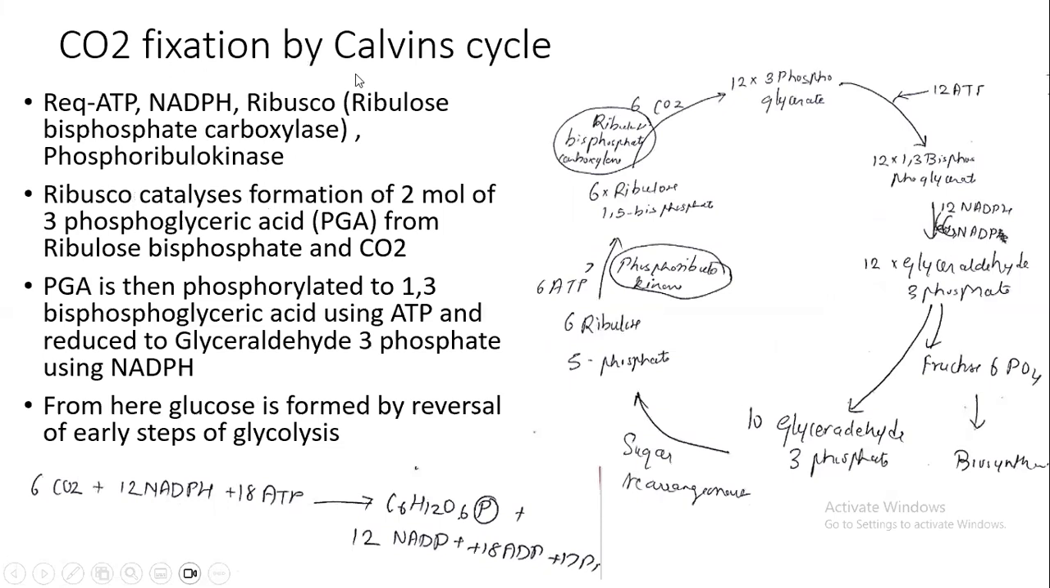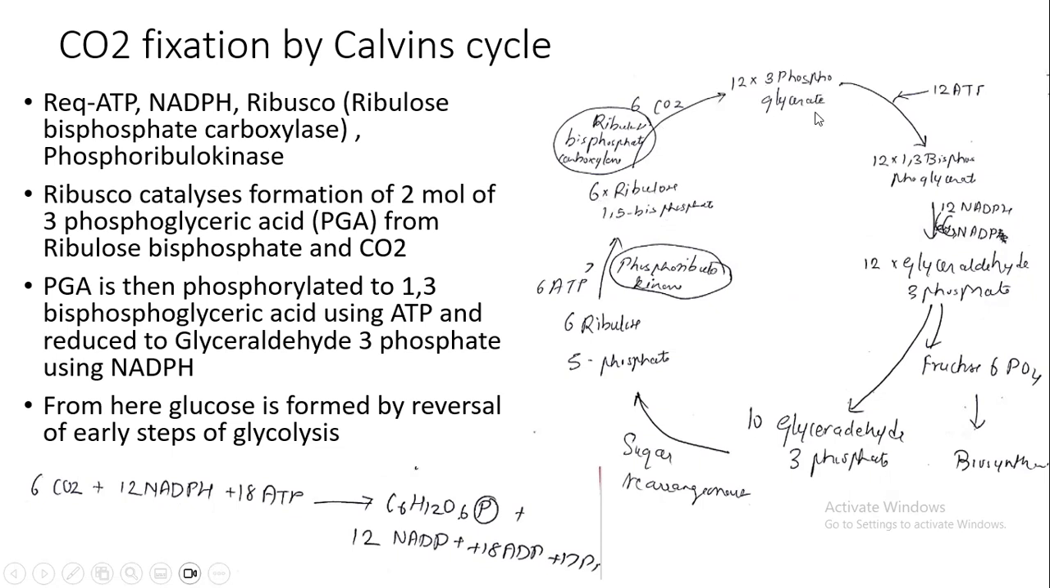Lastly, coming to CO2 fixation by Calvin cycle. So again, this will happen only in case of photoautotrophy. If fixed form of sugars are already present, then the Calvin cycle will not take place in case of organisms. So the requirement for Calvin cycle includes ATP, NADPH, enzyme RuBisCO, which stands for ribulose bisphosphate carboxylase, and enzyme phosphoribulokinase. So the RuBisCO enzyme catalyzes formation of two molecules of 3-phosphoglycerate using one molecule of ribulose 1,5-bisphosphate, and carbon dioxide that is fixed during this step.